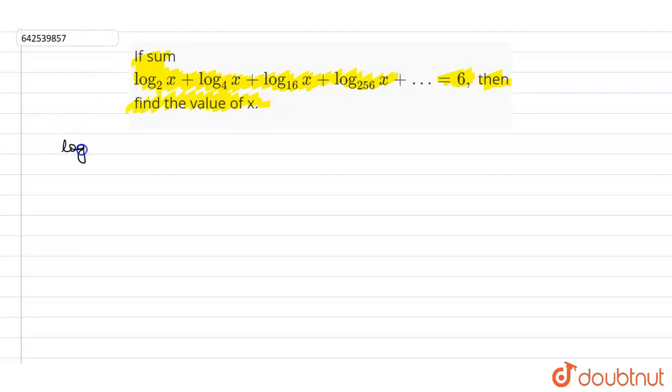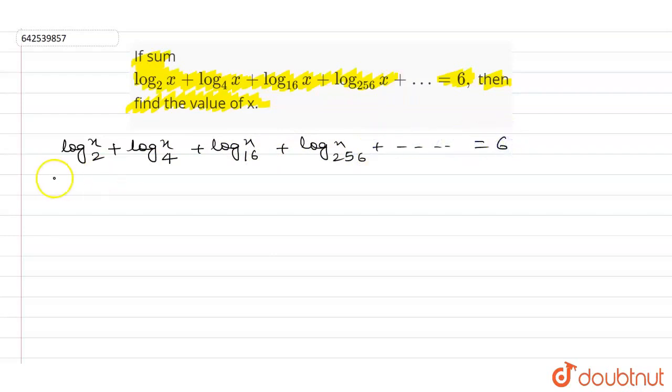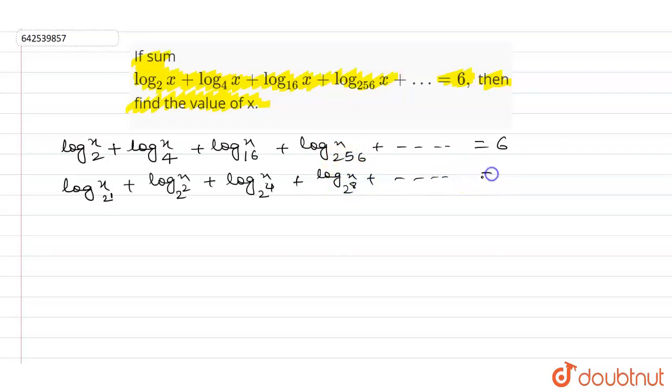So that is log x to the base 2 plus log x to the base 4 plus log x to the base 16 plus log x to the base 256, plus up to infinity equal to 6. So I can also write it as log x to power 1 plus log x 4 can be written as 2 power 2 plus log x 16 can be written as 2 power 4 plus log x 256 can be written as 2 power 8 plus up to infinity equal to 6.